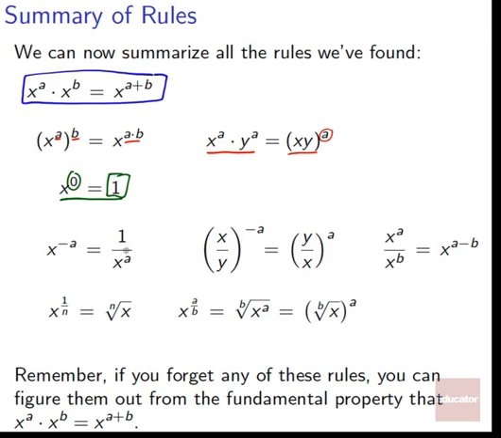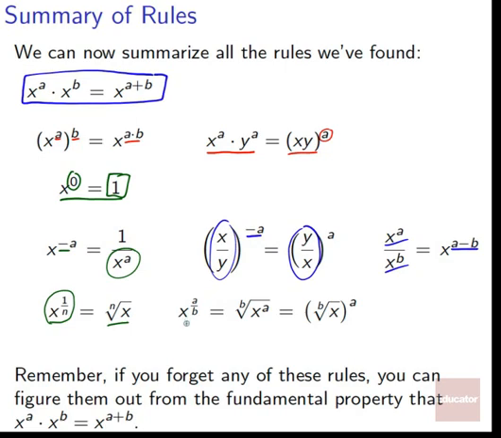X to the negative a equals 1 over x to the a, right? We flip with negative exponents. If you've got a negative here, then you flip down to the bottom. If we've got a fraction with a negative, then the whole fraction flips to its reciprocal. We got y over x to the a. And we also see that x to the a divided by x to the b becomes x to the a minus b. Finally, our nth root stuff, x to the 1 over n is equal to the nth root of x.